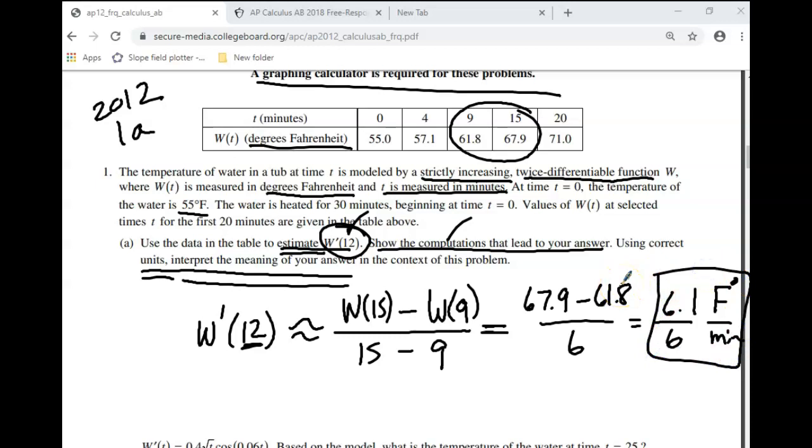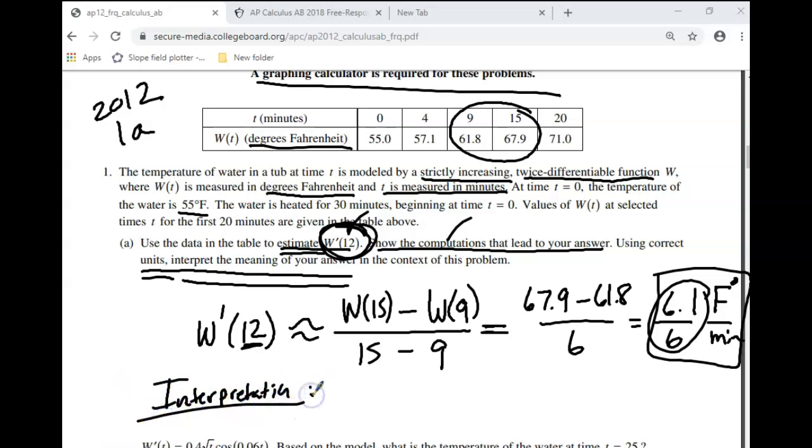Okay, what does that mean? Well, remember how they said the temperature's going up? Well, we're finding an instantaneous rate of change. And so what this means is that the temperature of the bathtub is increasing at a rate of 6.1 over 6 degrees Fahrenheit per minute when t equals 12. So here's how you would interpret it. I'll label this interpretation.